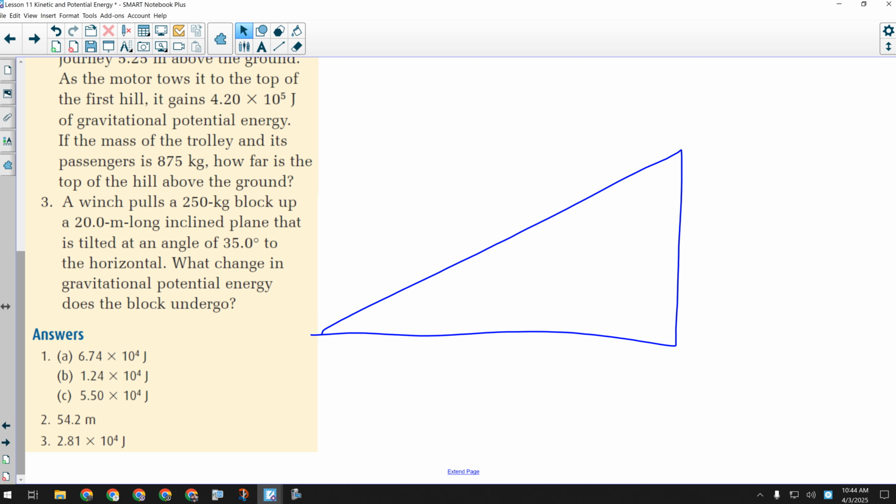So they tell us that the angle is 35 degrees, and they tell us that it's 20 meters long and that we're taking it from here to here, but they only want the change in gravitational potential energy. So I could calculate that by doing this. What's the initial gravitational potential energy? 0, it's at the bottom.